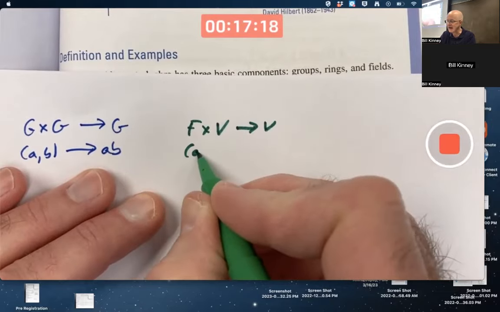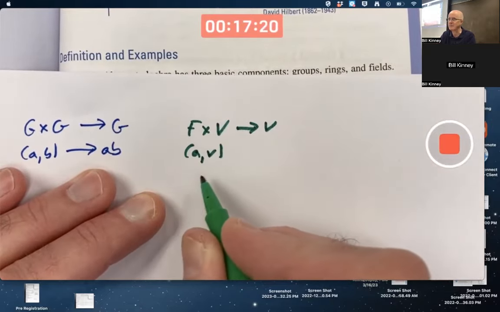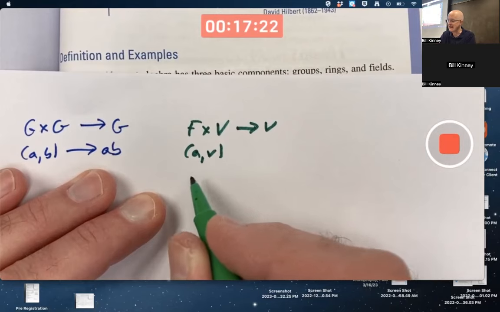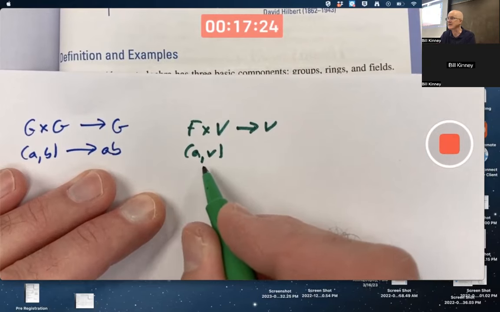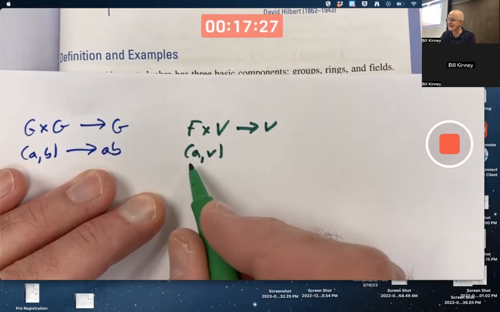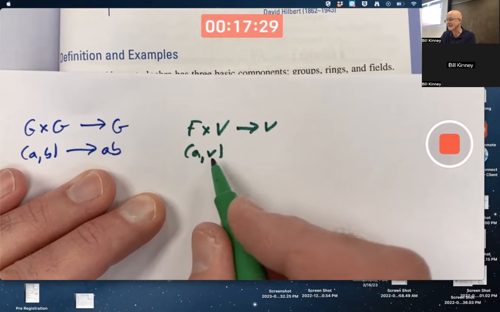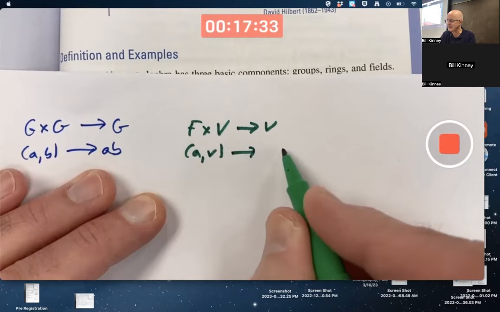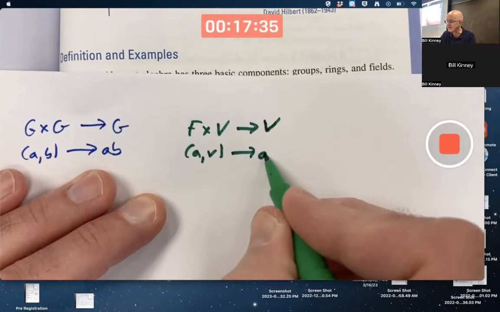Give me a scalar A and a vector V. I can make an ordered pair AV. The components of the ordered pair are different. A is a field element. V is an element in this vector space, but I'm mapping it to something in the vector space V. I'm mapping it to AV.